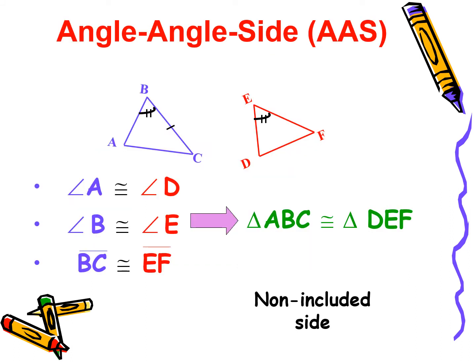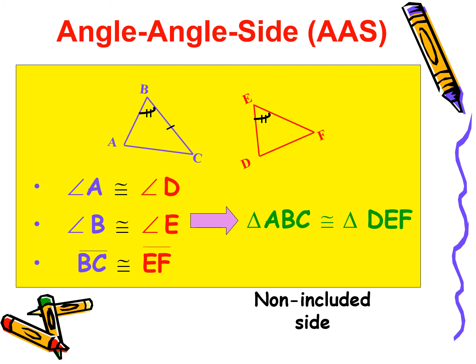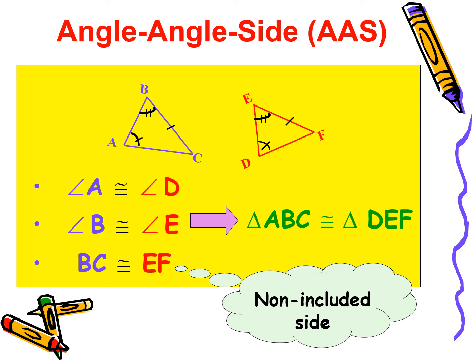The next criterion is angle, angle, side. If two angles and a side of a triangle are equal to the corresponding two angles and a side of another triangle, then we say that the triangles are congruent. Like in this given figure, angle A is congruent to angle D, angle B is congruent to angle E, and side BC is congruent to side EF. Then we say that triangle ABC is congruent to triangle DEF. There is no included side concept used here.